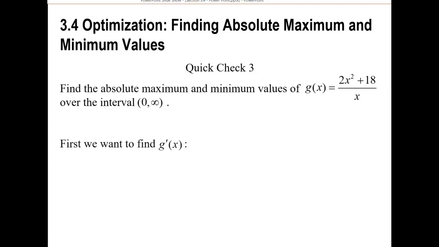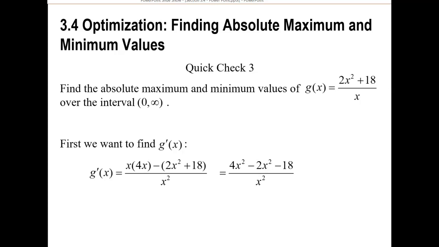All right, our first step is to find g prime. So this time, notice it's a quotient, so we're going to use the quotient rule. The derivative of the top, which is 4x, times the bottom, minus the top times the derivative of the bottom, which would just be times 1, and then divide everything by the bottom squared. So that's our quotient rule formula.